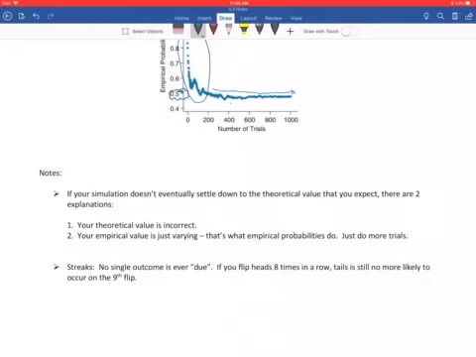One last note on all of this is that no single outcome is ever due. If you were to flip heads 8 times in a row, you might feel like tails is more likely to happen on that 9th flip. But each flip is completely independent of the others. Heads is no more likely to happen on that 9th try.